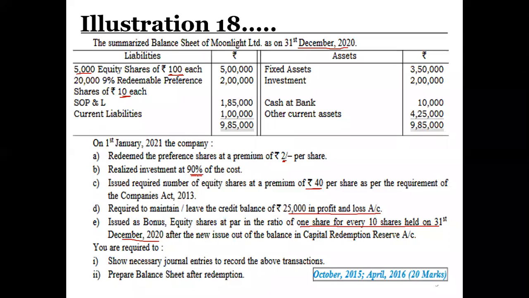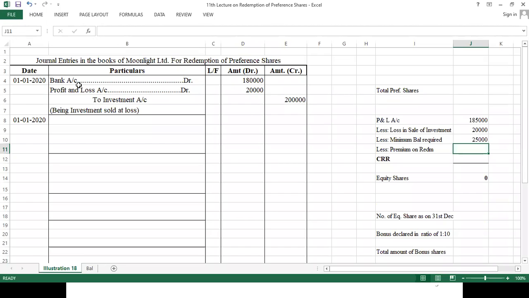2 rupees per share. So total number of shares we will want to redeem is how much? 20,000. So 20,000 multiplied by 2 comes to 40,000. So 40,000. Let's see how much amount is available for creation of CRR. 1,85,000 minus 20 minus 25 minus 40. So 1 lakh is available with us.